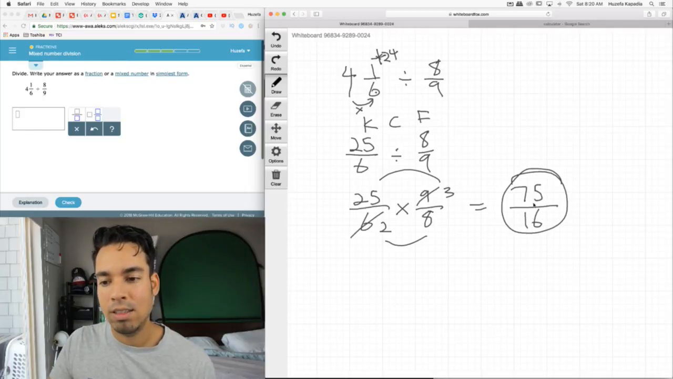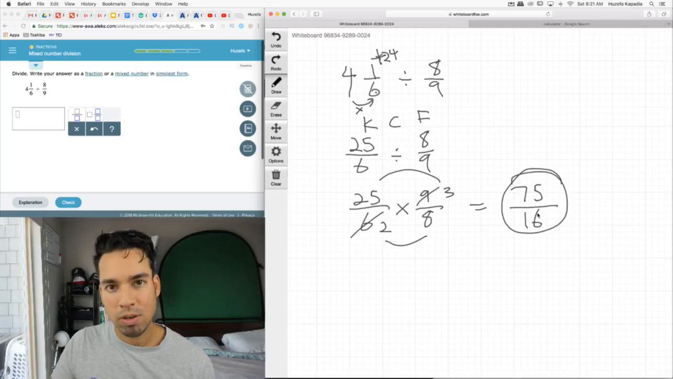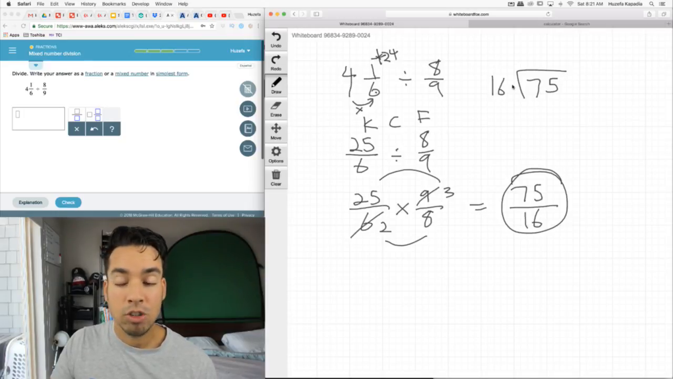How many 16s can we pull out of 75? So I believe we can pull out 4. Okay, it's the same thing. And another faster way when these numbers are bigger, we can actually just divide. And I'll show you how this works too.